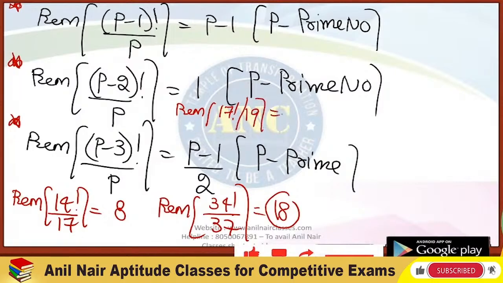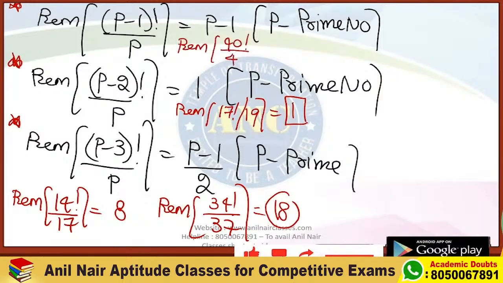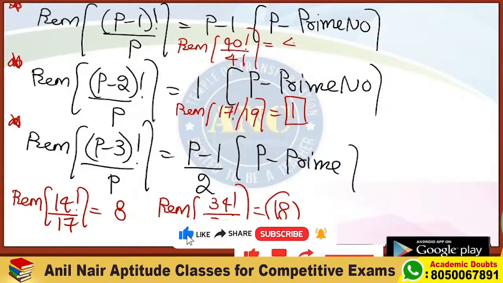Remainder of 17 factorial by 19: (P minus 2) factorial by P, answer is nothing but 1. Remainder of 40 factorial by 41: (P minus 1) factorial by P, answer is P minus 1, 41 minus 1, answer is 40. Directly you can do it.